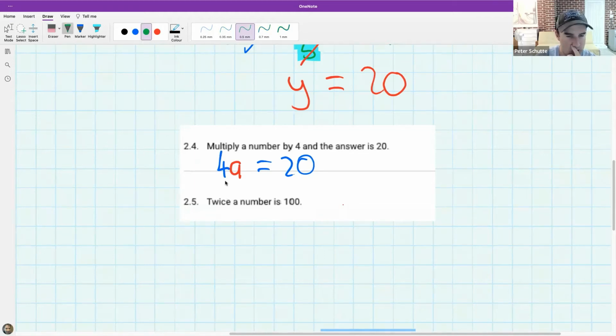And now, what is the opposite of multiplying by 4? It's going to be to divide by 4. So I do it to both sides. 4 over 4 is 1. And my final answer is going to be that a is 5.